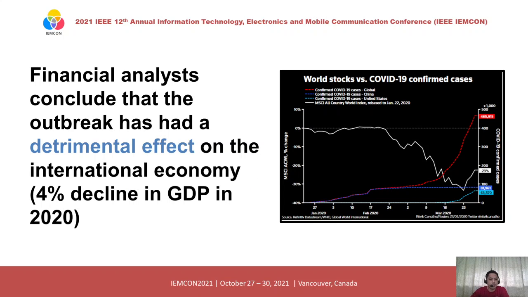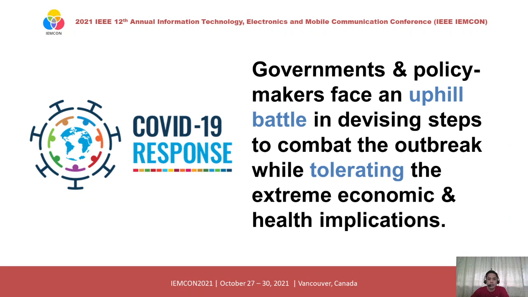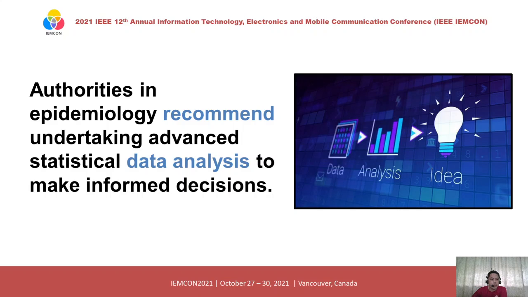Financial analysts conclude that the outbreak has had a detrimental effect on the international economy, seeing a 4% decline in GDP. 4% in GDP is a lot. Governments and policymakers face an uphill battle, devising steps to combat the outbreak while tolerating the extreme economic and health implications.